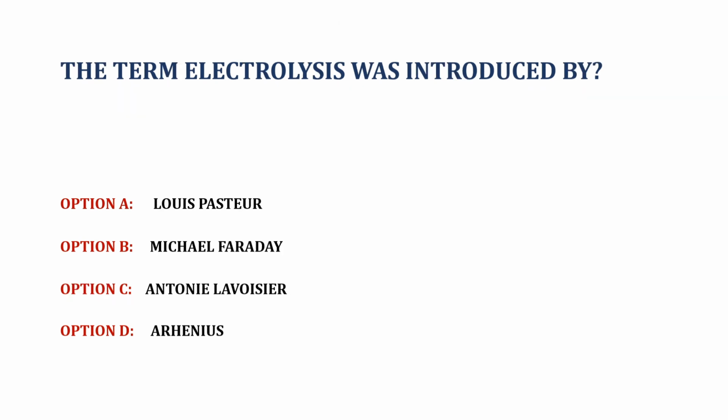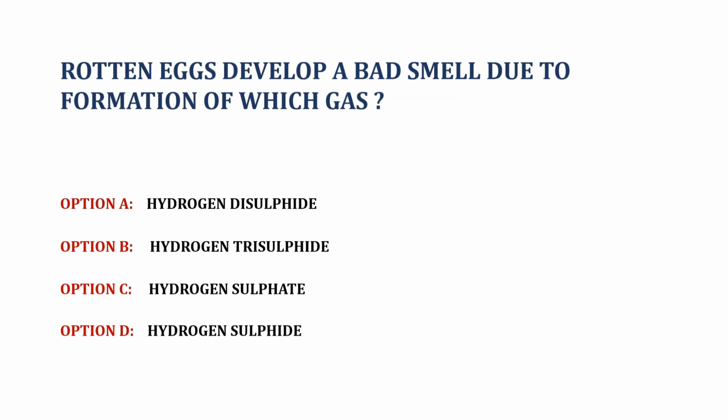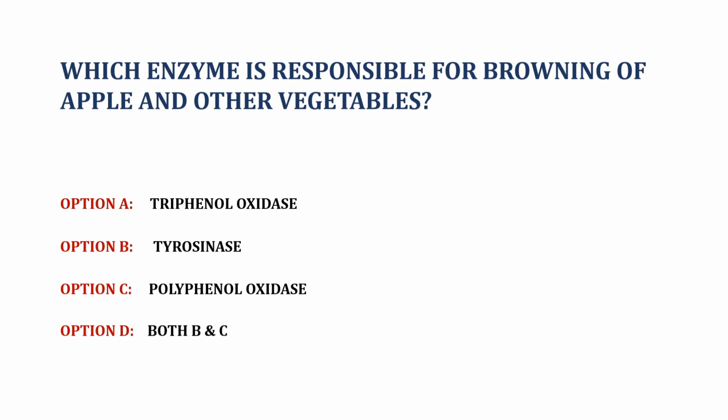The term electrolysis was introduced by... Option B. Michael Faraday. Which element is used as a catalyst in the manufacture of ammonia using Haber's process? Option A. Metallic iron. Rotten eggs develop a bad smell due to formation of which gas? Option D. Hydrogen sulfide. Which enzyme is responsible for browning of apples and other vegetables? Option D. Both B and C. Tyrosinase and polyphenol oxidase.